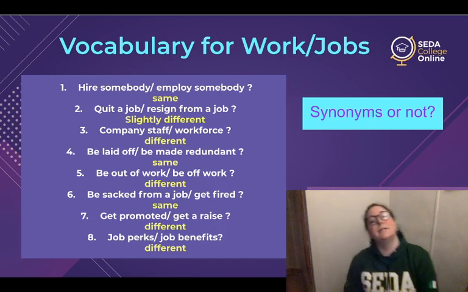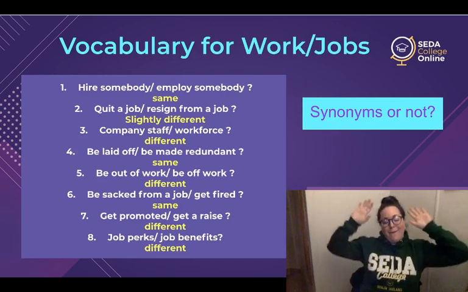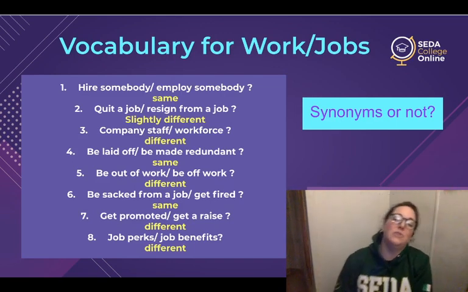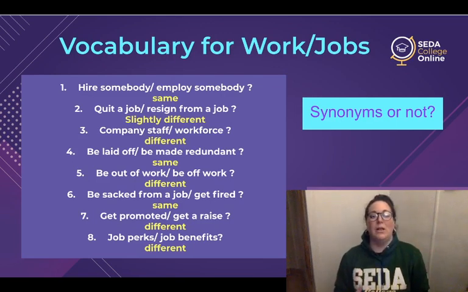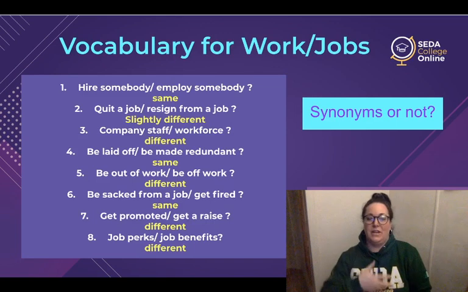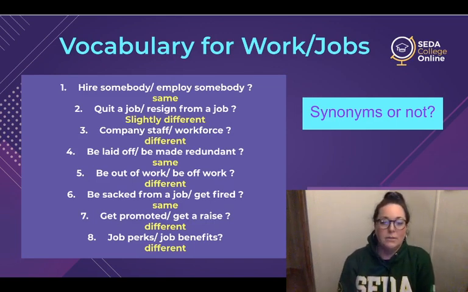Okay, number 1. Hire somebody, employ somebody. Guess what? If you said they're the same, woo, woo, you got it. Because hire is kind of more informal and employ is very formal. It's a very formal word to employ someone.